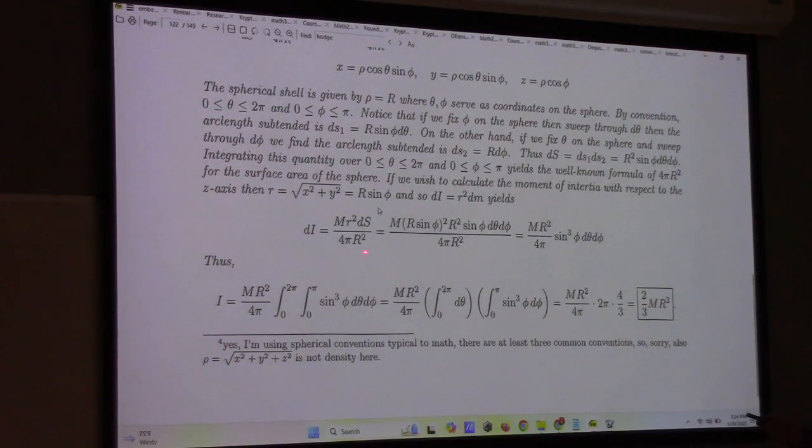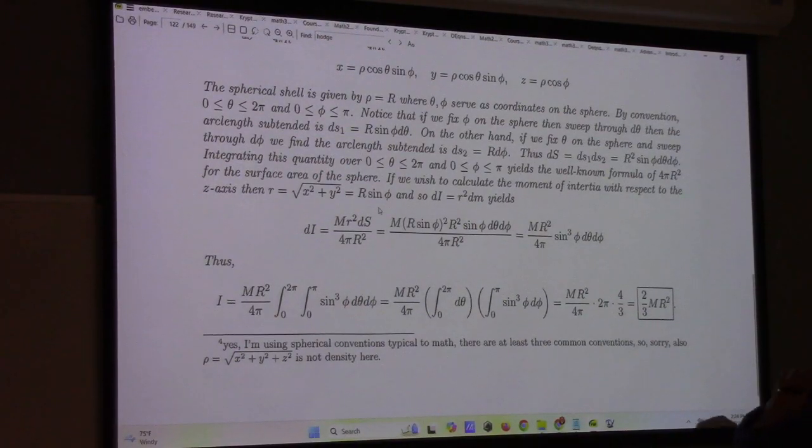So here I've got sigma ds times r squared. This gives me the little bit of inertia from that little bit of surface. And then I integrate that over the whole surface, and lo and behold, I get 2/3 mr squared. Compare that to the solid sphere. The solid sphere had a moment of inertia of, what was it, 2/5. Which is bigger, 2/3 or 2/5? 2/3.